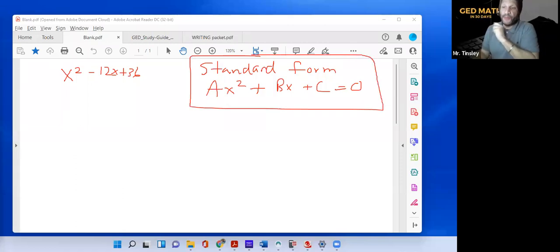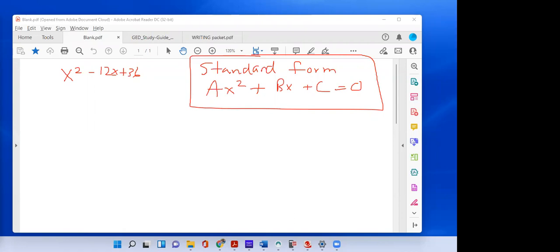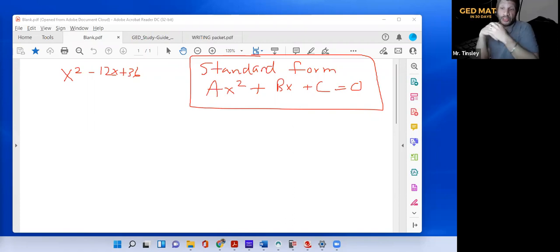You must be familiar with it. It almost looks like the standard form of a linear equation, ax plus by equals c, a little bit. But if you notice, on a linear equation your variable is only to the first power. So that's the difference. For a linear equation, the highest degree is the first power. For a quadratic equation, your highest degree is the second power.